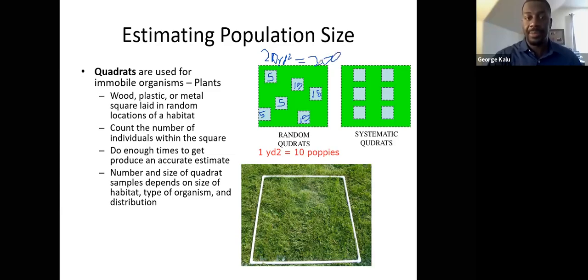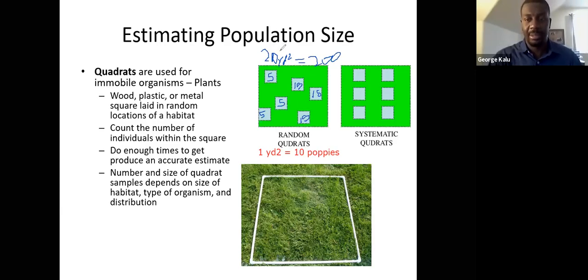Okay. So basically you take an average of the amount of individuals you find in each quadrat. Okay, you multiply that by the size of your entire population. Okay, and then you estimate your population size from there. Okay, does this make sense?